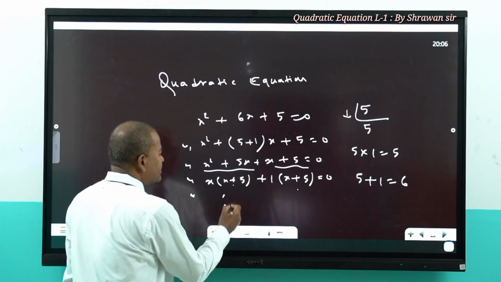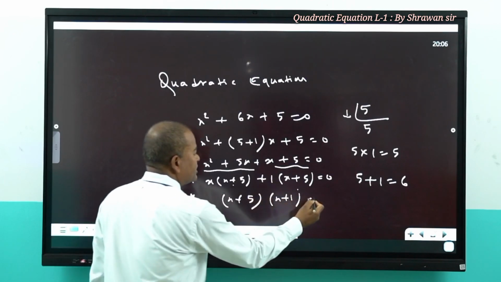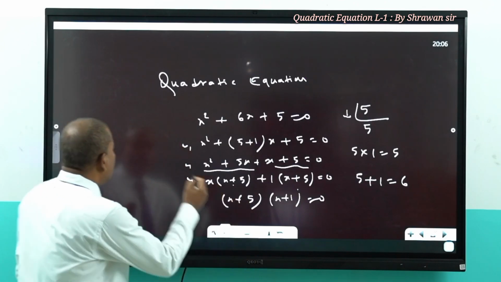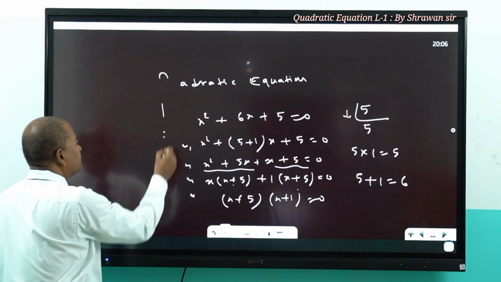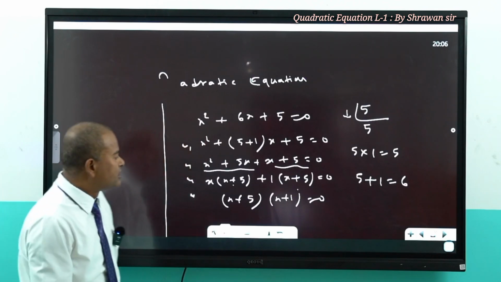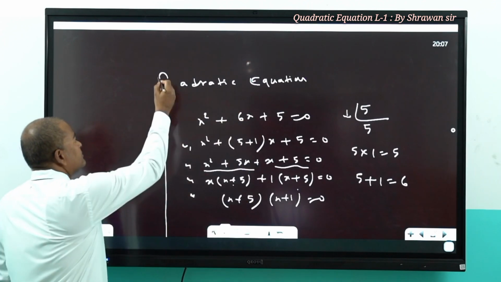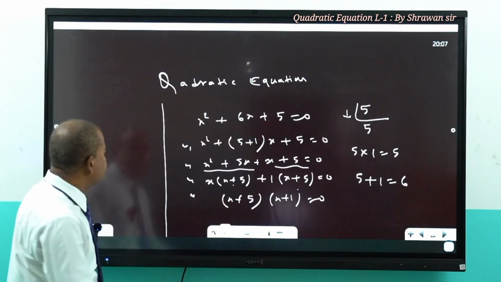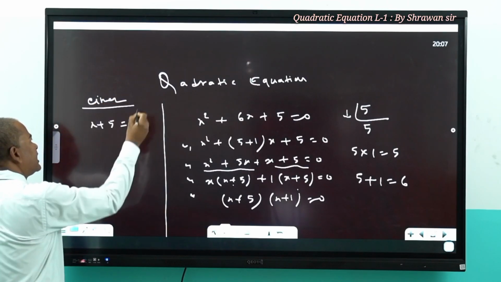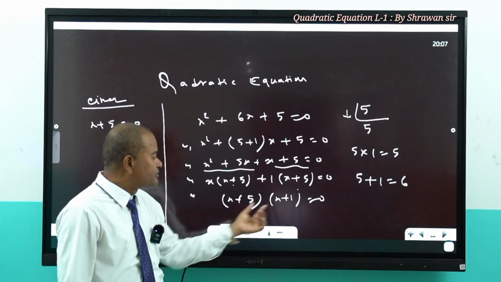So now we take x plus 5 as the common factor, and x plus 1 is the remaining factor. So dear students, we have expressed the given quadratic equation as the product of two linear factors. Now we know that there are two solutions of a quadratic equation. So either x plus 5 is equal to 0.